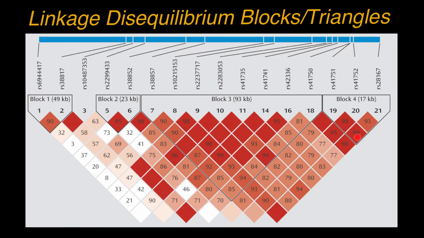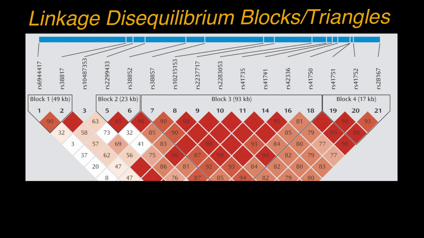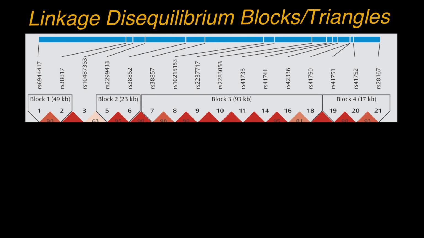Now we are ready to talk and analyze these blocks or triangles. Let's first concentrate on the upper part. The blue line here represents a fragment of the chromosome, and white bars on this blue fragment of the chromosome represent single nucleotide polymorphisms, or SNPs.